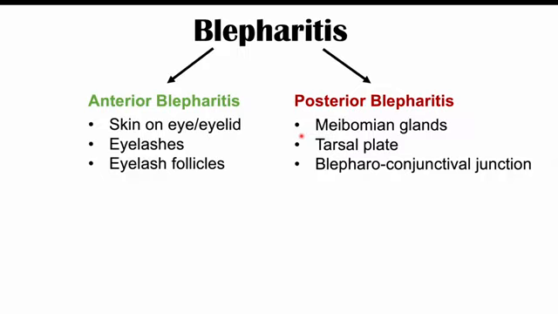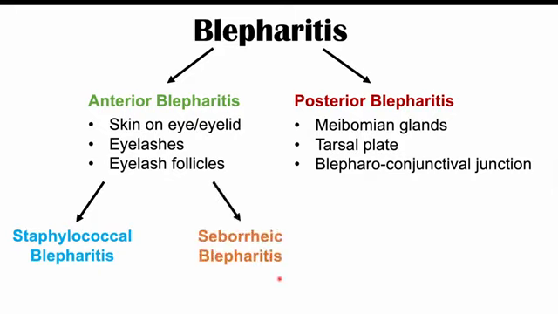Now, anterior blepharitis is subsequently broken down into staphylococcal blepharitis and seborrheic blepharitis. Staphylococcal blepharitis involves a staphylococcal infection, and seborrheic blepharitis is the variant that is more commonly found in elderly patients, as I mentioned earlier on in this lesson, and is associated with seborrheic dermatitis.